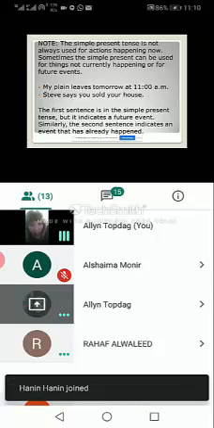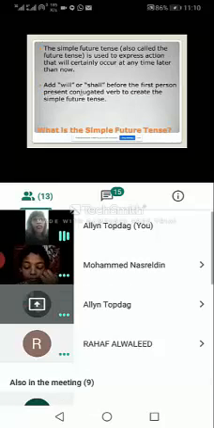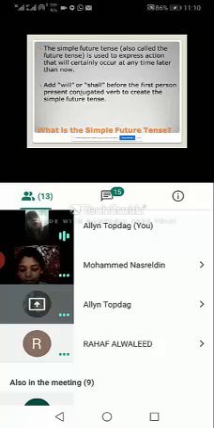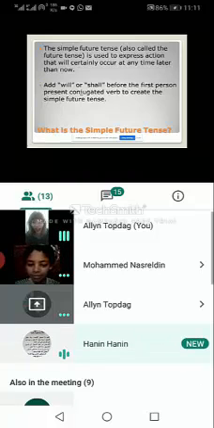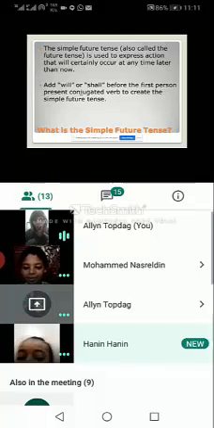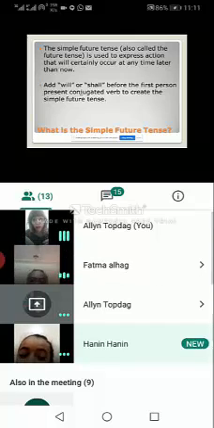Okay, so the simple future tense, also called the future tense, is used to express an action that will certainly occur at any time later than now. So this is so easy. You just have to add will or shall before the first person present conjugated verb to create the simple future tense. So how does it look?